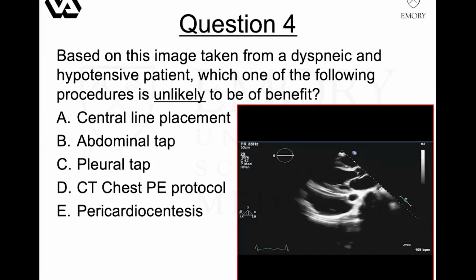Okay, next question. Fernandez. Yep. Good morning. Good morning. So based on this image taken from a dyspneic and hypotensive patient, which one of the following procedures is unlikely to be of benefit? A, central line placement. B, abdominal tap. C, pleural tap. D, CT chest PE protocol. Or E, pericardiocentesis. Well, it looks like there's fluid posterior to the descending thoracic.